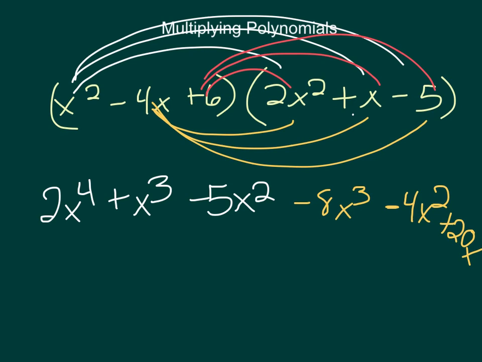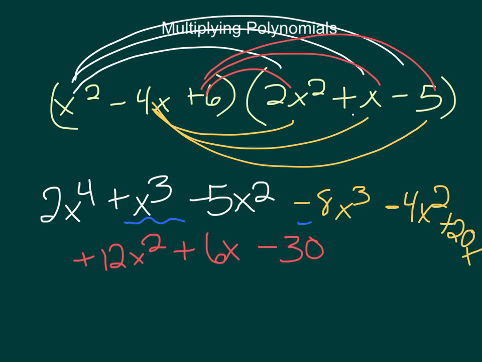And then we have the red lines. So it's 6 times 2, that's 12x squared plus 6x minus 30. And then, of course, you have to be really careful when you combine like terms.